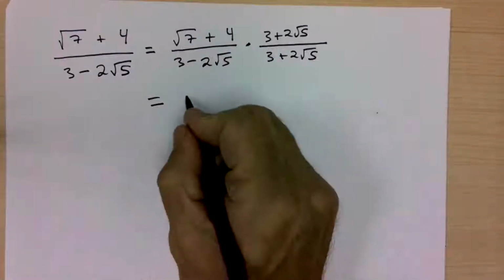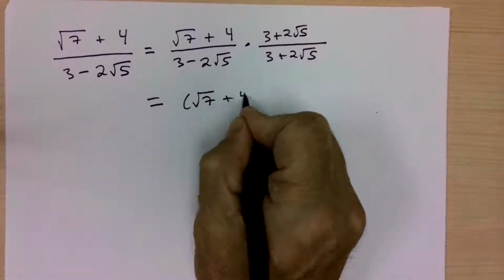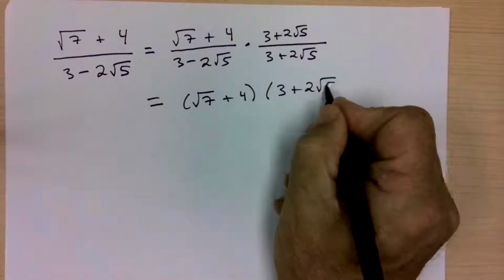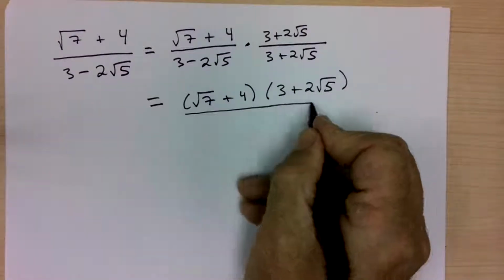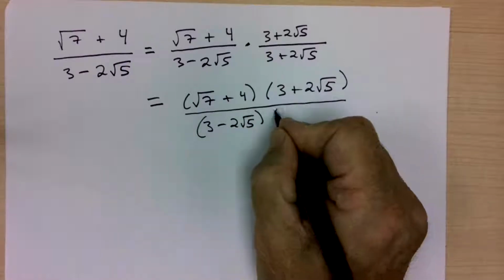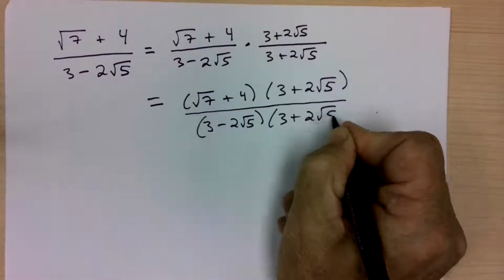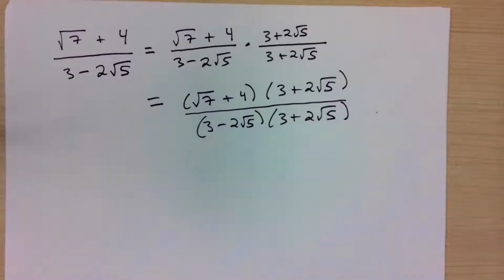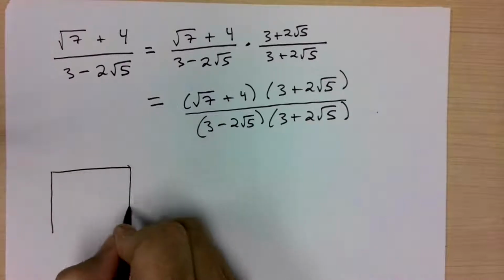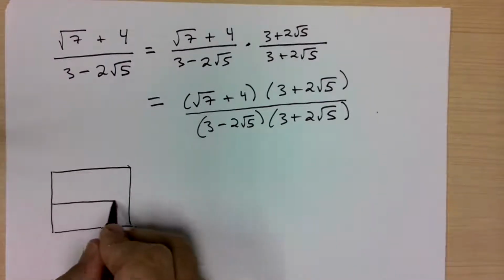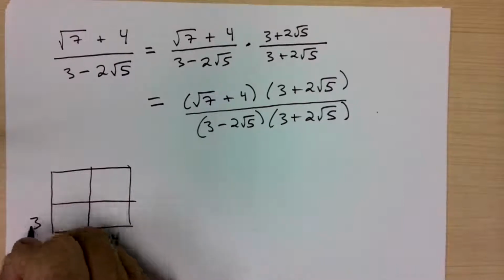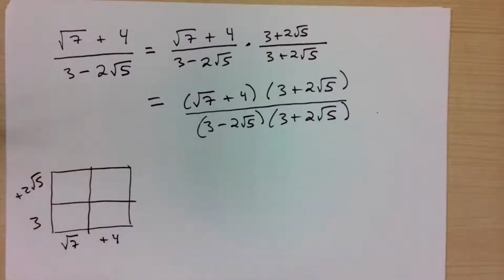So on top we have root 7 plus 4 times 3 plus 2 root 5. On the bottom, we have 3 minus 2 root 5 times 3 plus 2 root 5. So let's go ahead and multiply those. So root 7 plus 4, 3 plus 2 root 5.